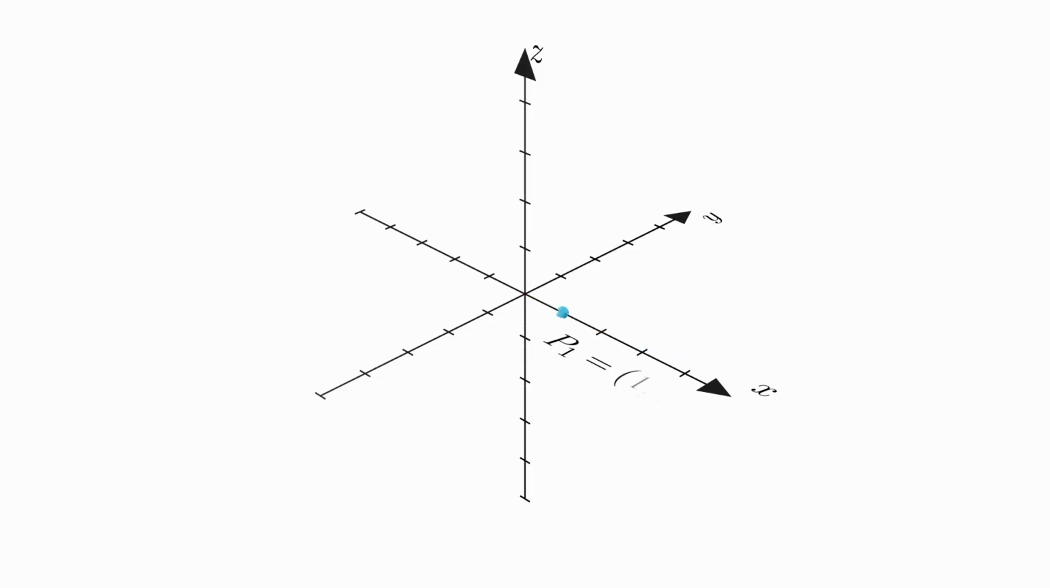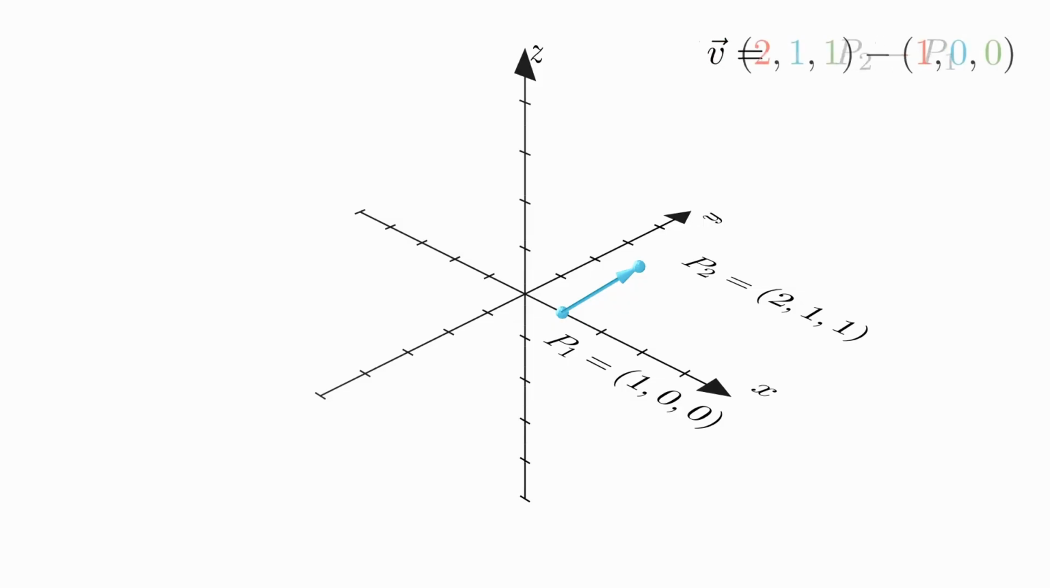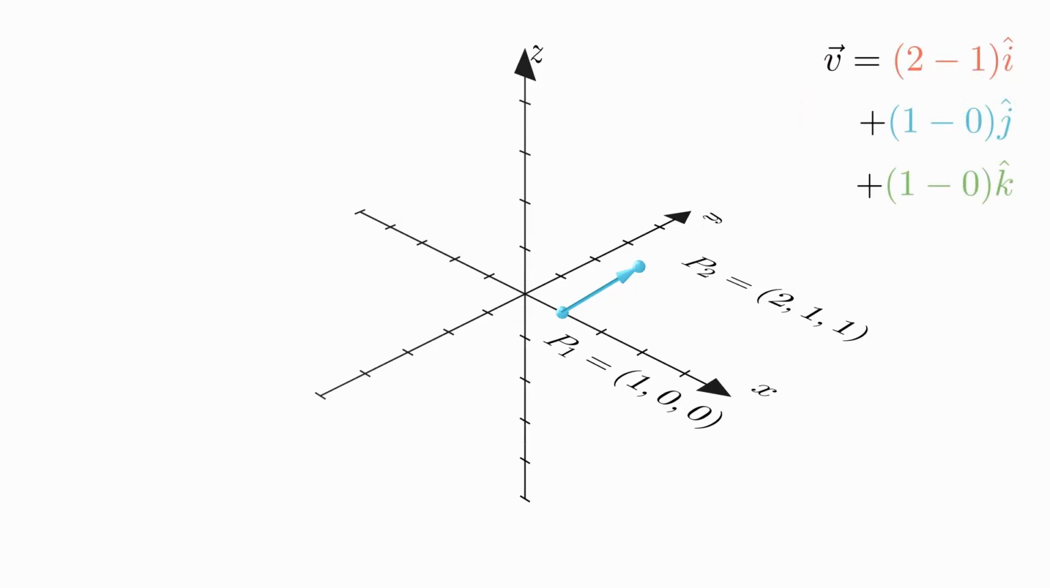Vectors can also be defined as the displacement between 2 points. The components of the vector can be found by subtracting the start point from the end point. To subtract a point from another, just subtract component by component. For instance, subtracting the x components of these 2 points results in 2 minus 1, resulting in a vector with one i component.